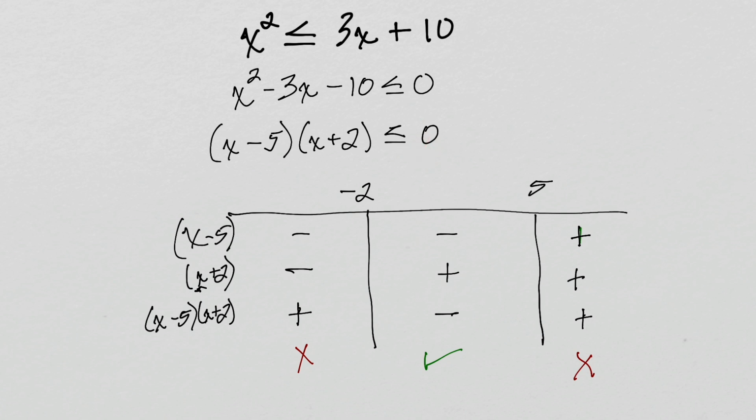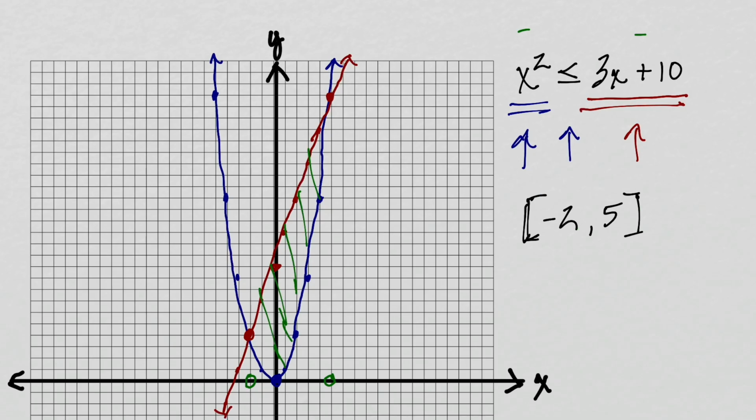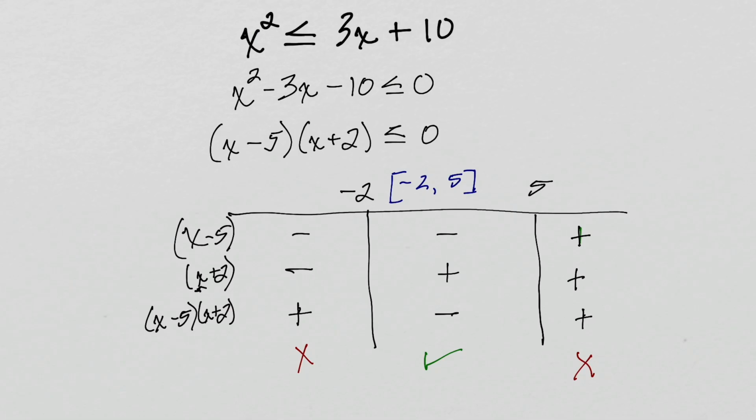So my solution is this interval from negative 2 to positive 5. And again, we use the brackets here because this has an equal sign with it. If this was only a less than sign, then we would have to use our parentheses here instead of our brackets. So checking that with this, negative 2 to 5 inclusively, and when we do it the old-fashioned way, negative 2 to 5 inclusively.